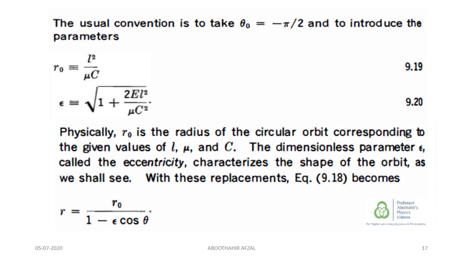And after coming to the expression, as we start from theta is 0 is equal to minus pi by 2, and then introduce the parameters, the value of this minimum equilibrium position r0, or equilibrium radius of the orbit, initial radius r0, is found to be L square by mu c, where c is the GMm, and the value of epsilon, which is the energy, is root of 1 plus 2 e L square by mu c square. And the dimensionless parameter actually refers to the eccentricity of the orbit, which will decide whether the orbit can be a circle or a hyperbola or an ellipse or a parabola.